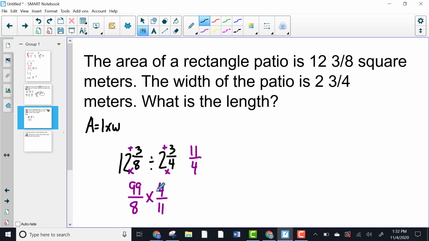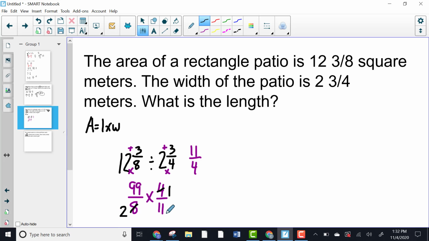Now again, we can cross simplify here, and I'm going to do that because 99 times 4 can be a little tricky. A lot of big numbers that we're dealing with here. So let's cross simplify to make this a little bit easier. What number can go into the two numbers 4 and 8? I know 4 can. 4 divided by 4 gives me 1. 8 divided by 4 gives me 2.